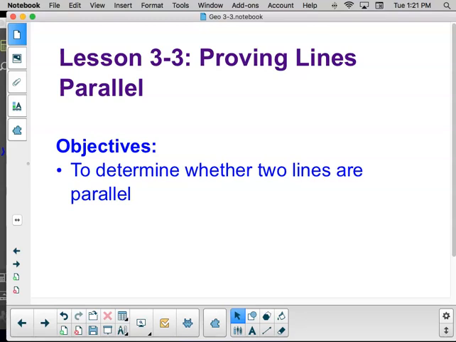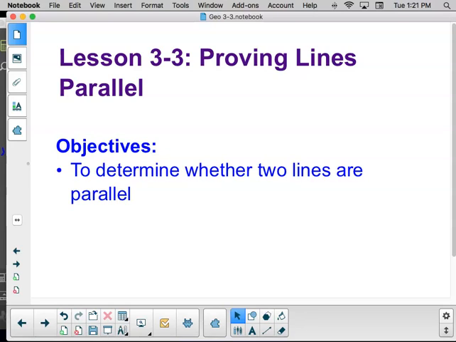This is Geometry 3-3. Proving lines parallel. Please write down your objectives to determine whether two lines are parallel. Okay? So once you get those down, you have to think, all right, we've been learning about angle pair relationships.